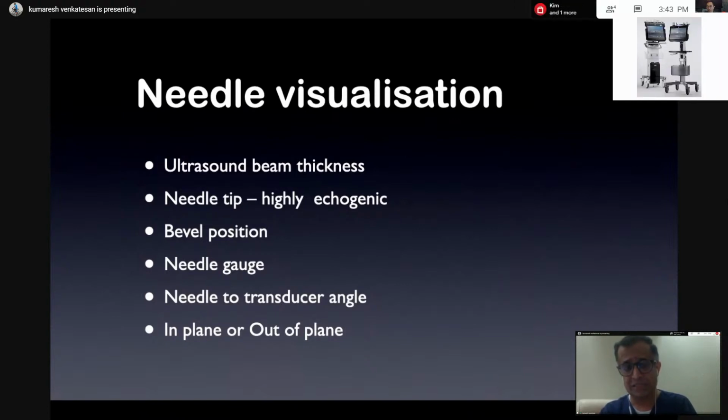The bevel or the needle tip is the most echogenic and can be seen very well on the screen. And it's also important for the bevel to be facing the ultrasound probe for it to be seen very well on the image. The bigger the needle, the bigger the gauge, the better the needle is visualized. The other important thing which makes the visualization of the needle better is how steep is the angle between the needle and the transducer. What do I mean by that?